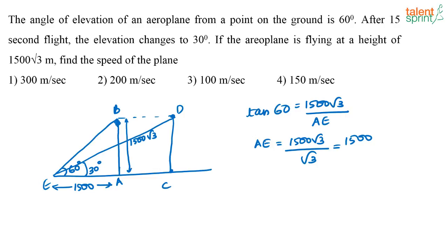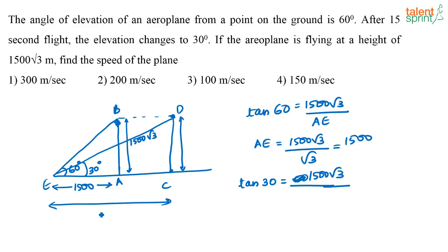Now next consider this triangle DEC. When you consider triangle DEC, you can say tan 30 is equal to CD divided by, you know what is CD already? CD is this length, right? That is the height at which the plane is flying, which is remaining constant, equal to 1500 root 3. So CD divided by, what is this length? It is nothing but 1500 plus this length AC.